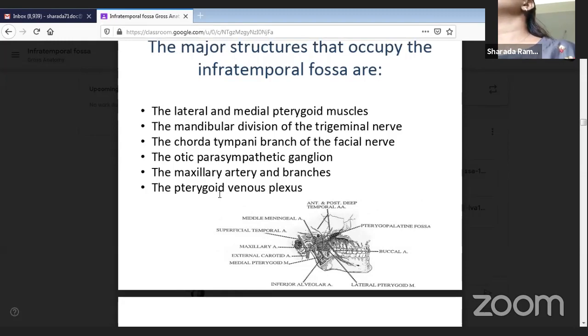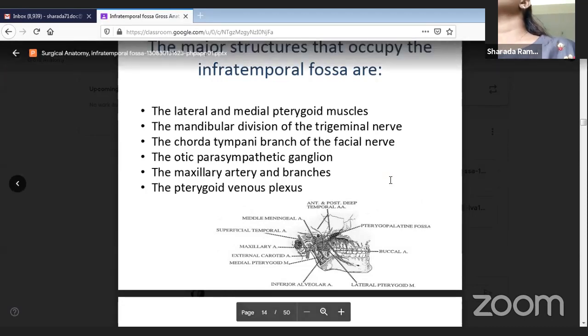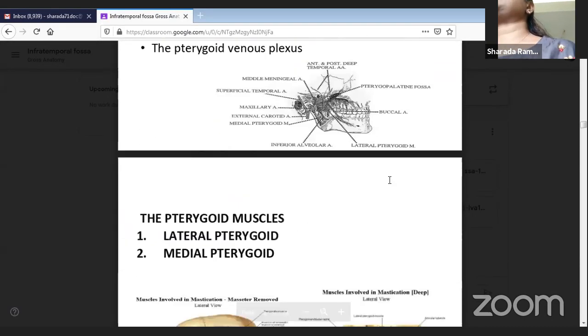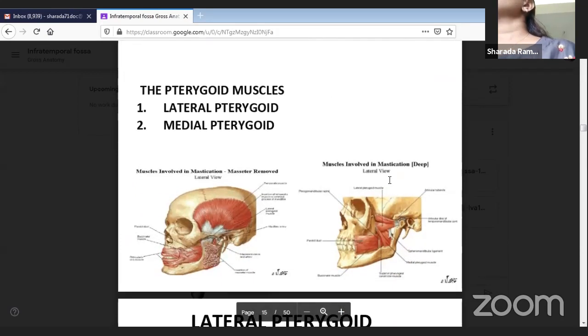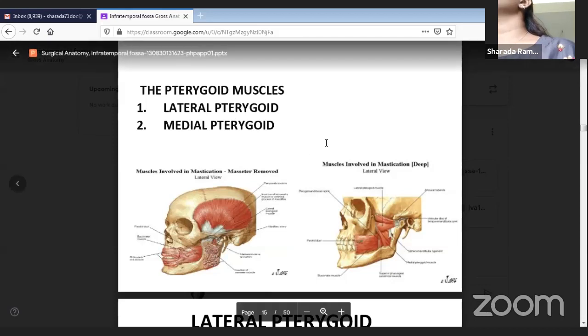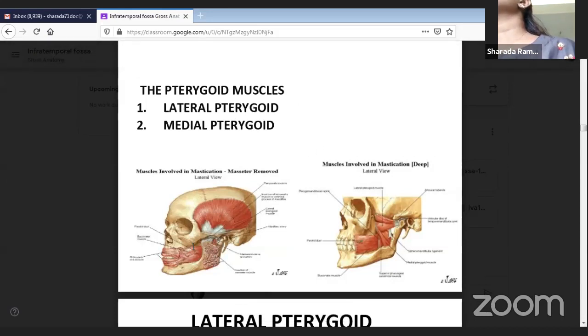Then you're going to have, of course, the veins, the pterygoid venous plexus. Now, all of them are quite important with respect to the clinical implications. Coming to the muscles, one after the other, we just start learning and seeing them. So this is the lateral pterygoid muscle. The whole fossa is going to be filled up by the lateral pterygoid muscle.